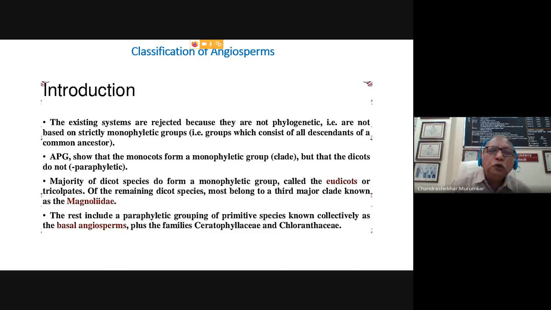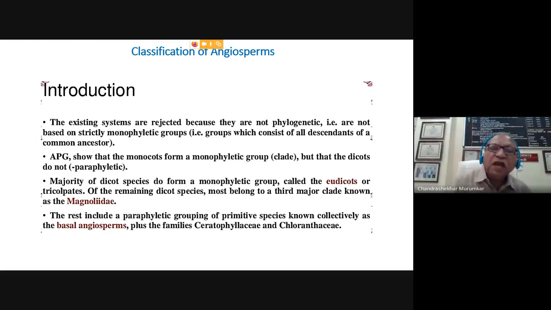Majority of the dicot species do form a monophyletic group. That is, majority of the dicot groups are having many common characters, and that's why they are called the eudicots, core dicots, or tricolpates. As I told you, all these eudicots are having pollen grains with the triradiate mark on their surface. On the contrary, the remaining dicot species, most of them belonging to a third major clade, known as the magnoliids, have monocolpate pollen grains. So the eudicots are grouped together.